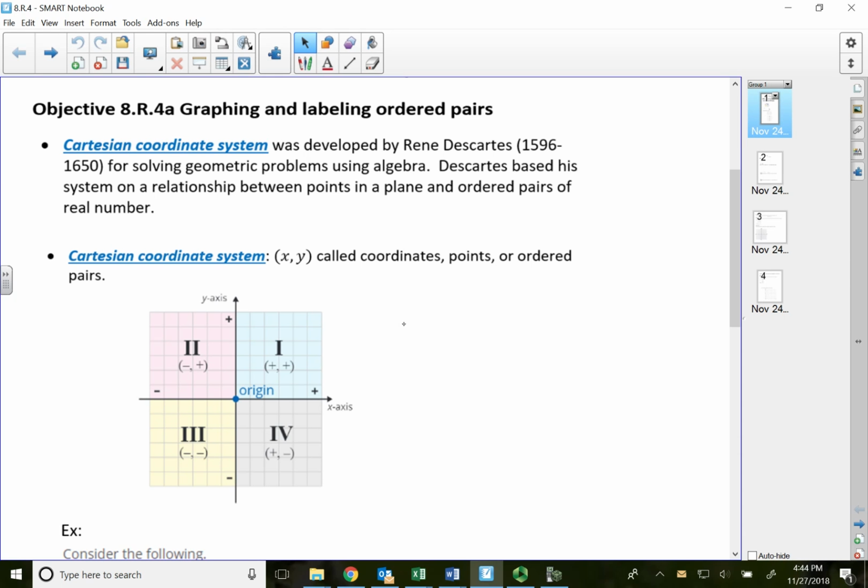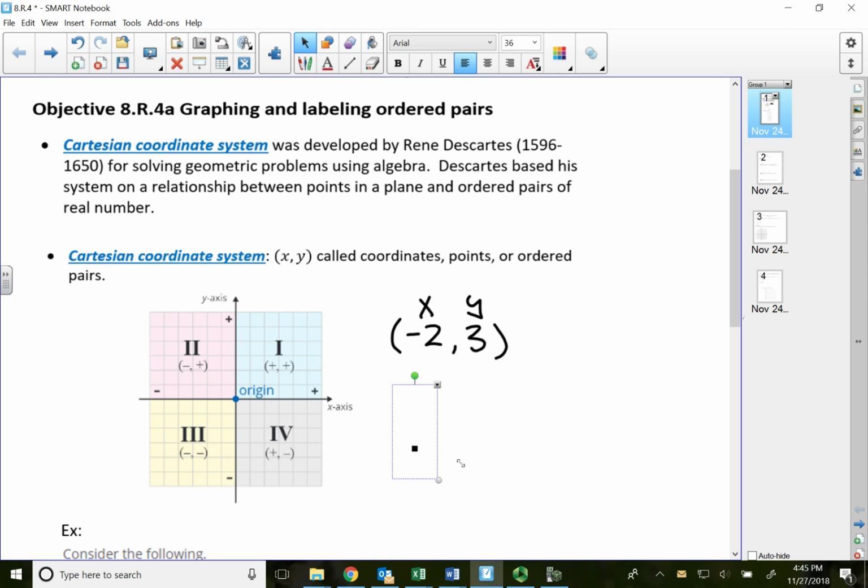For example, if I have a point that is (-2, 3), the first value is always the x, referring to the x value that tells me to go right or left from the origin. And then the second number, which is the y value, tells me whether to go up or down after I moved in the x direction. So if I have a point here, let me create a little point.